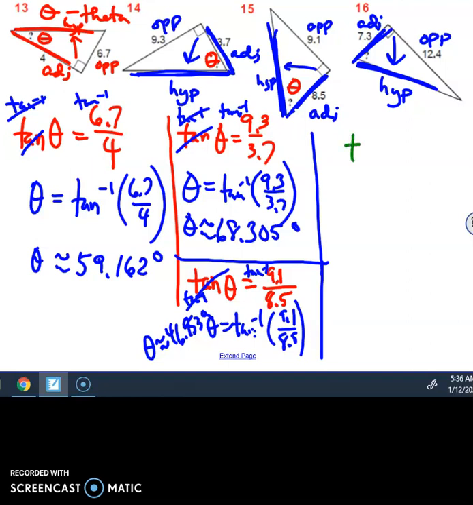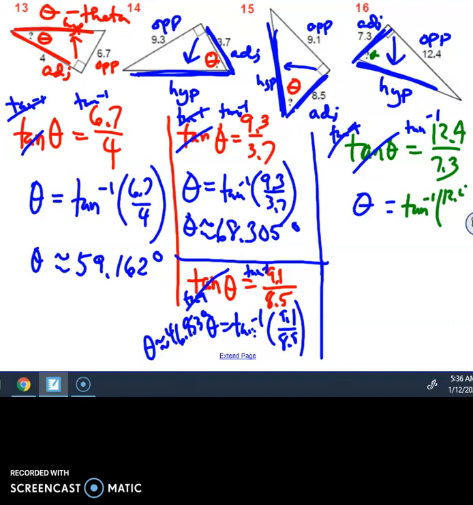And the last one, the tangent of my theta is equal to my opposite side over my adjacent side. Then do an inverse tangent to both sides. So theta is equal to the inverse tangent of 12.4 over 7.3. So the angle is approximately 59.514 degrees.